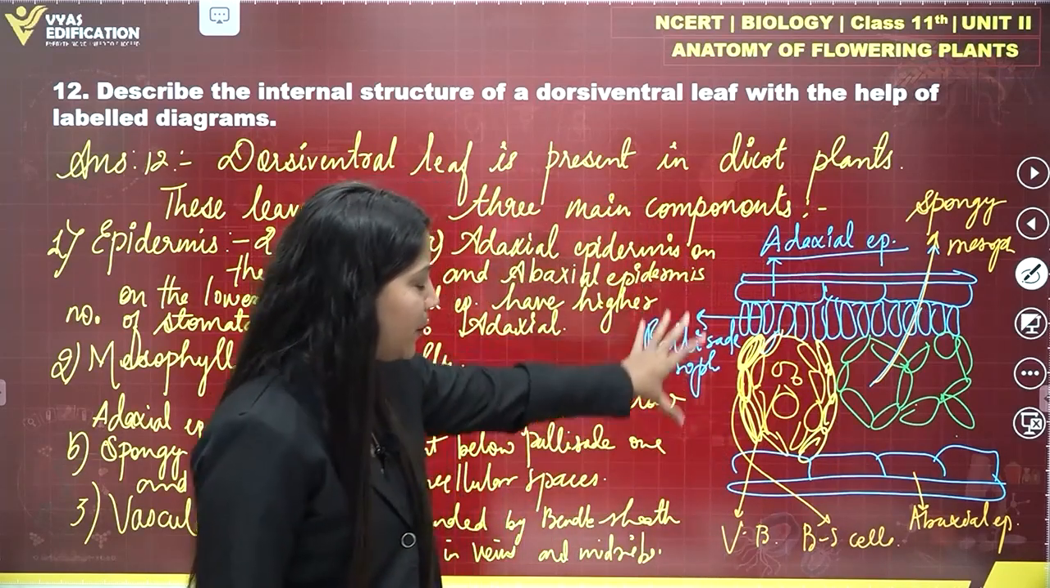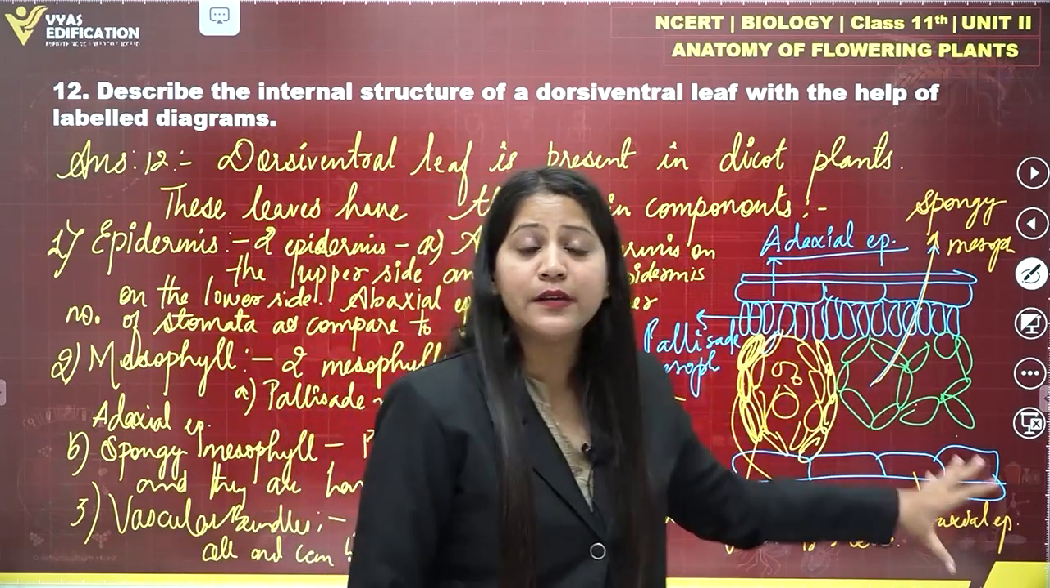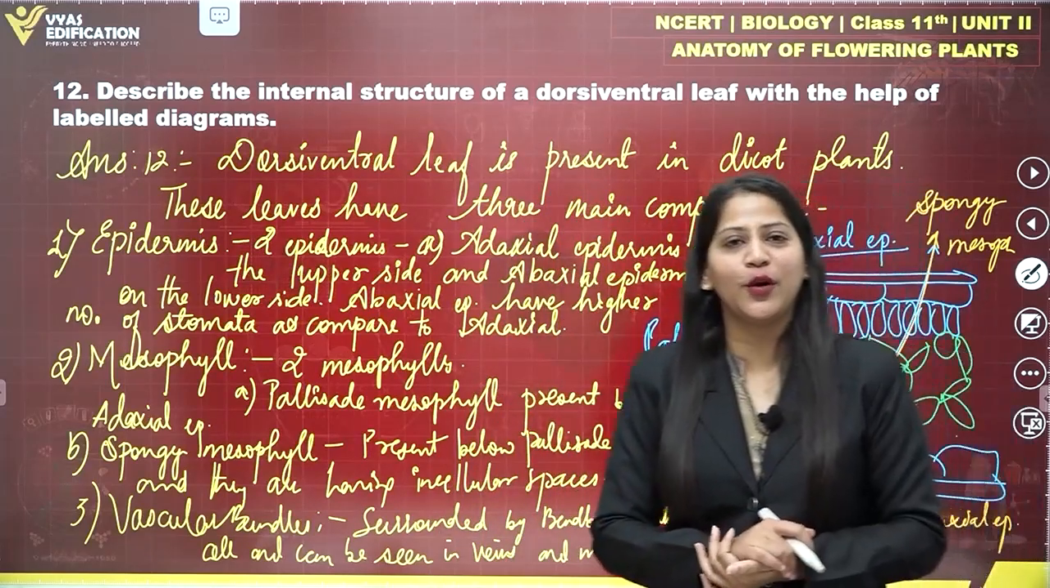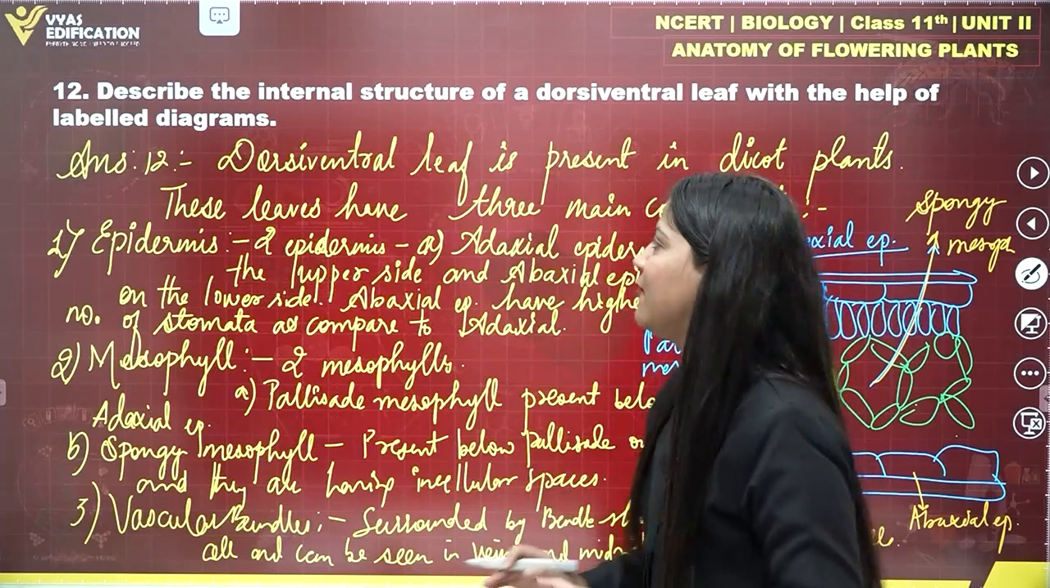So with this we have completed the diagram of the internal structure of a dorsiventral leaf, and we have completed the solution of question number 12. With this we have completed the whole chapter of this NCERT discussion, that is anatomy of flowering plants. So this is all for today.